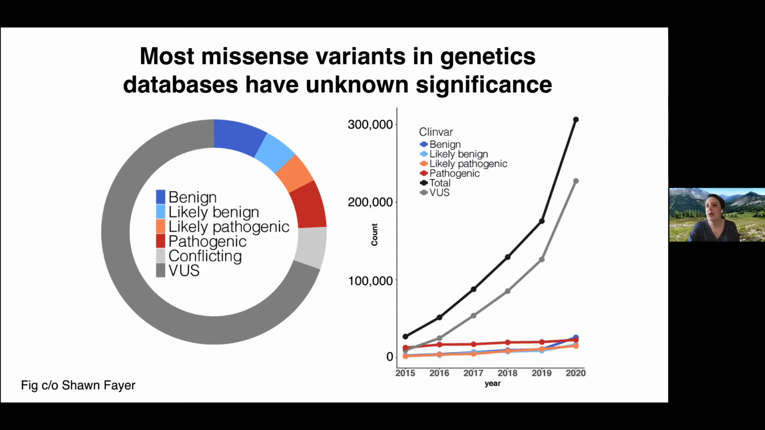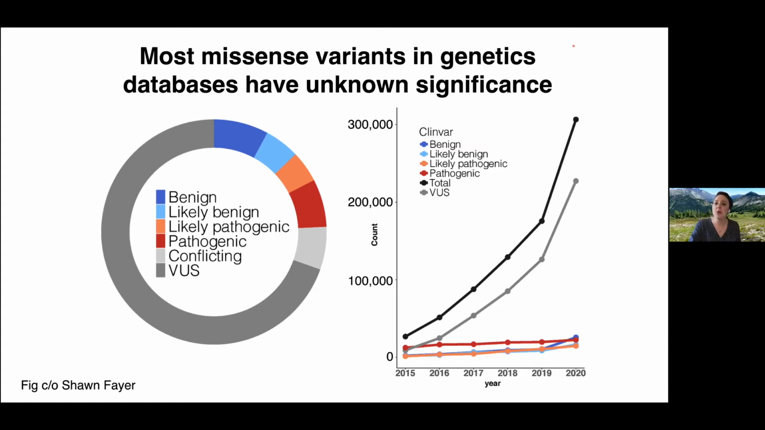There is this little bump in benign, and I have a feeling this is probably from gnomAD and the big studies, gnomAD and Bravo, which show that some variants exist in the population at a higher allele frequency than could possibly be causative. But otherwise, these other categories really aren't moving at all.